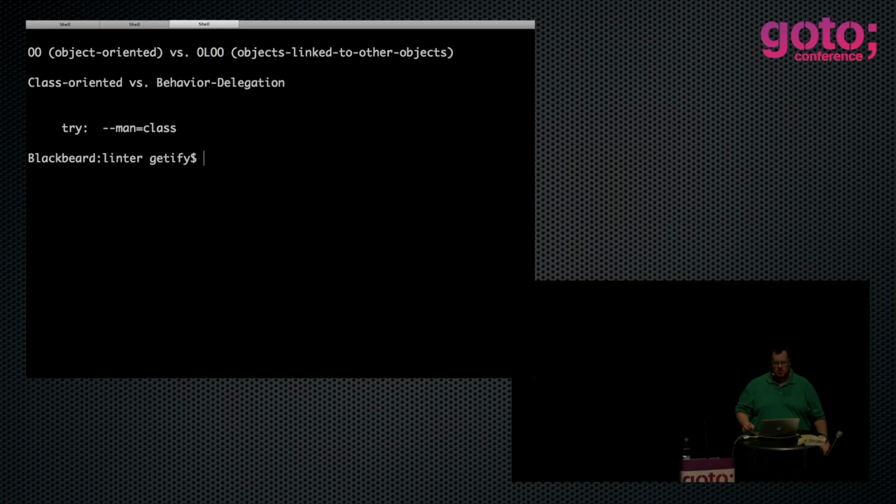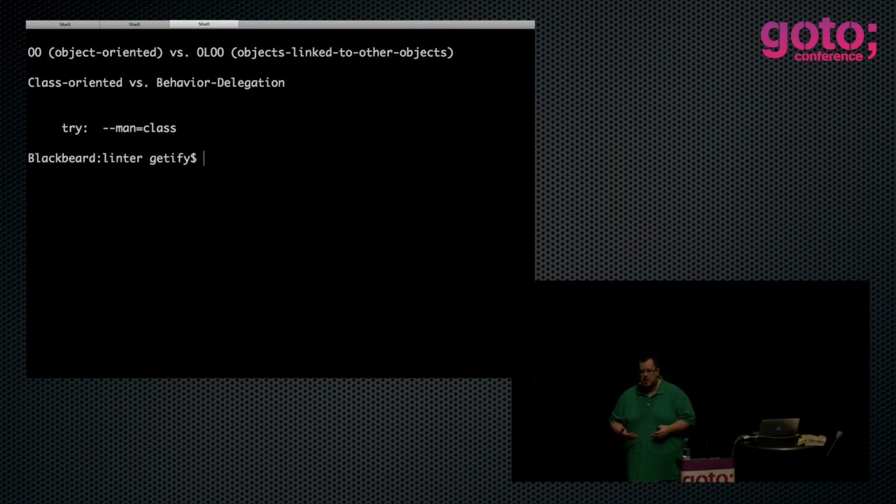So what's really wrong is that, from the very beginning, we've been using the wrong terms for these things. So I want to set up a comparison between the more common term that everybody knows, OO, object-oriented. Really, object-oriented means class-oriented. OO versus another term that I've come up with called OLU. Objects linked to other objects. In fact, this is really a comparison between class-oriented and what I think JavaScript should have been called all along, which is behavior delegation.